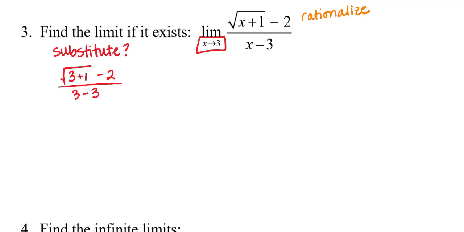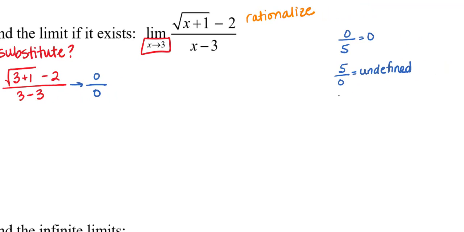Now I recognize that that denominator is 0. But we can't just stop there. Let's recognize what the numerator is. The square root of 4 is 2, so 2 minus 2 is also 0. And so we run into the age-old calculus problem of what is 0 divided by 0. We should recognize 0 divided by 5, for example, as 0. We should recognize 5 over 0 as undefined. We should recognize then 0 over 0 as what?